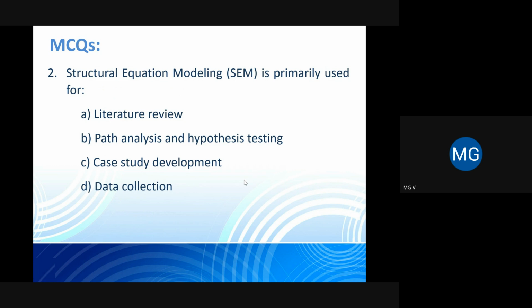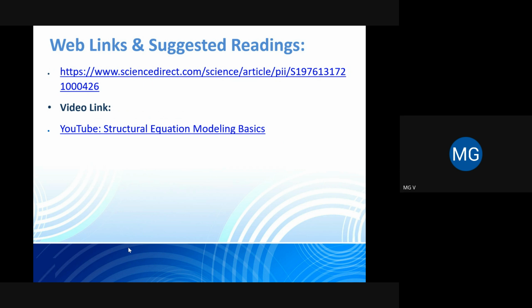Structural equation modeling is primarily used for literature review, path analysis and hypothesis testing, case study development, or data collection? It's B. Option B. Okay, so you are right. It is B, path analysis and hypothesis testing. So here are the web links.